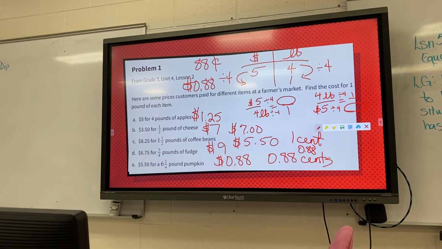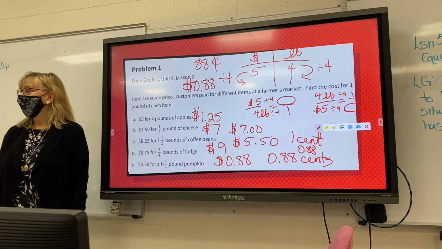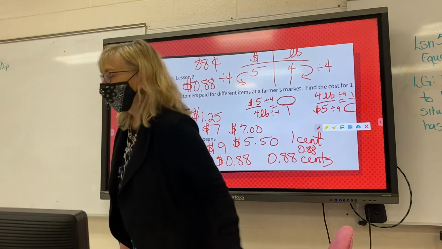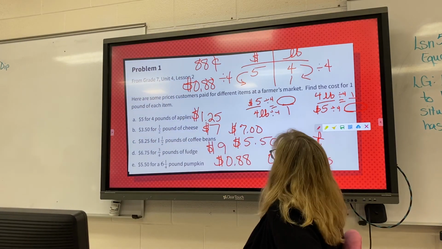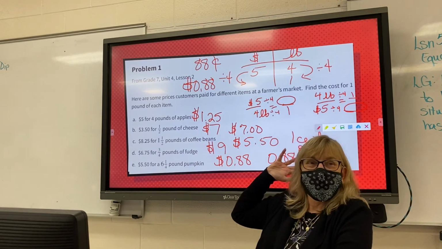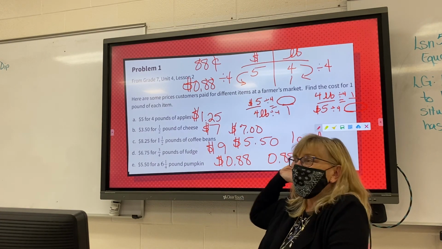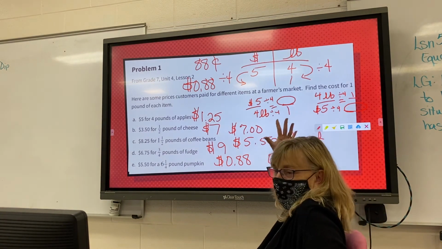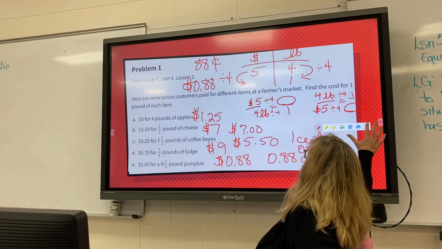How many pennies are in $1? 100. So that's 88 pennies, which is cents. Okay, you got to be careful of that. Get where I'm coming from? Okay. Goodness, that's a mess. Does anybody need time to copy that mess? Hopefully you've got it written down. Anybody at home need time? All right.